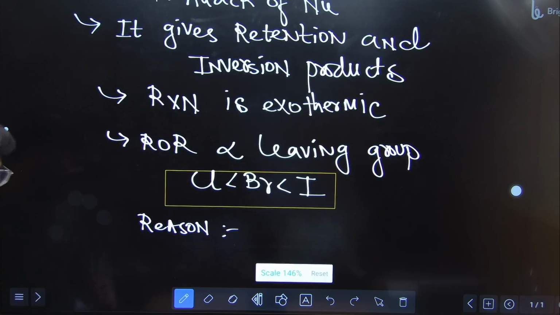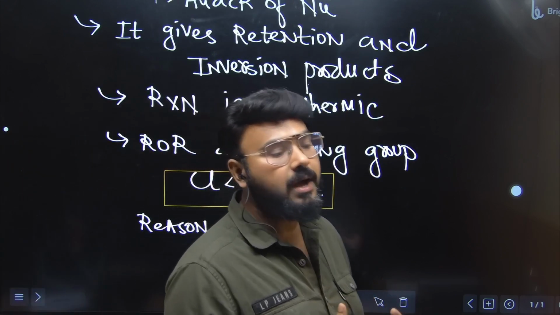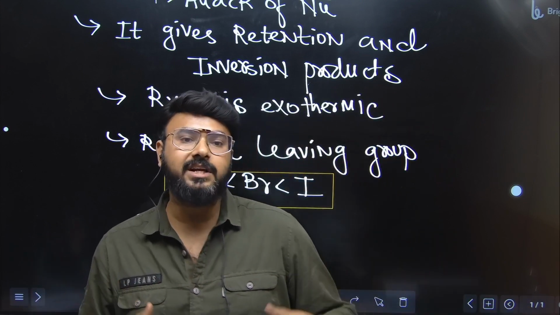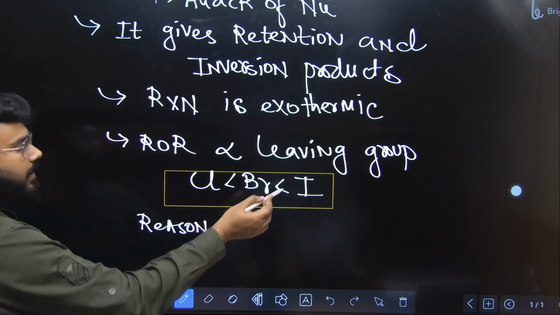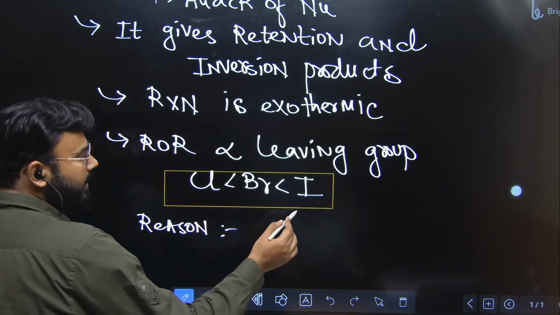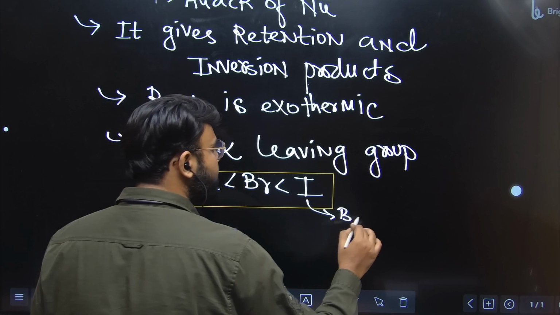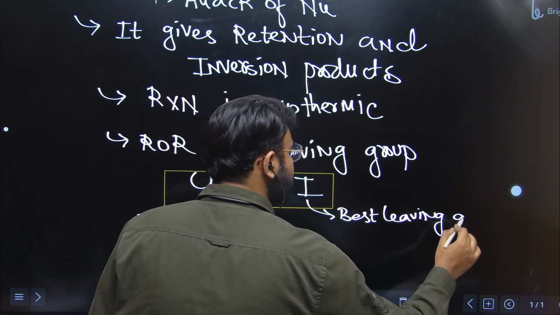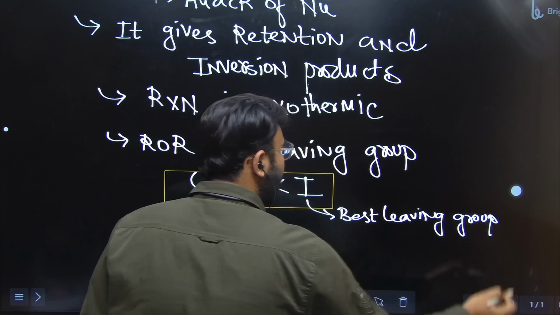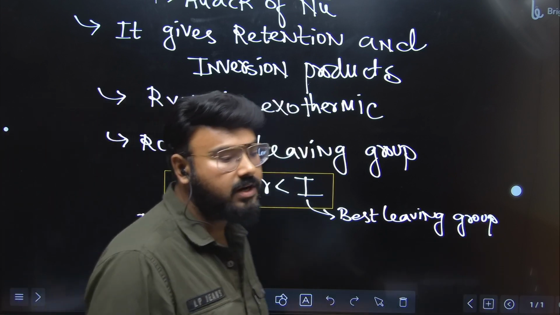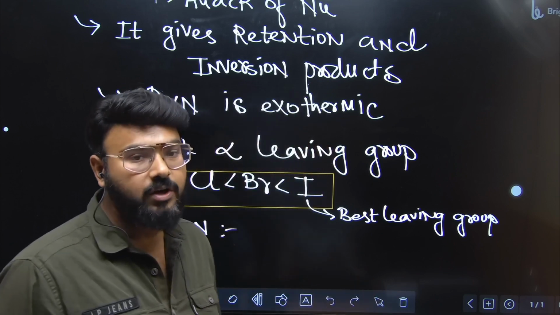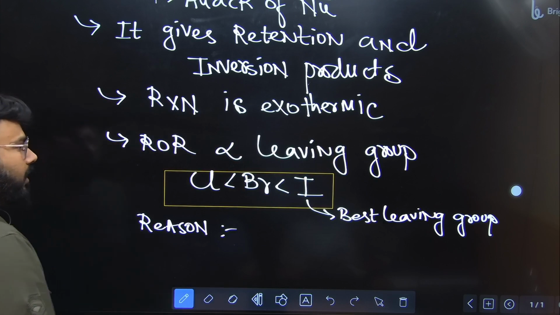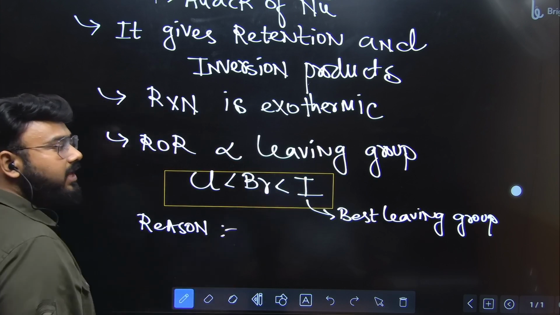Due to the large size of iodine, it has a longer bond, and long bonds are easy to break. That is why iodine leaves early. So, iodine is the best leaving group. Sir, can you explain the retention and inversion point? You will soon understand retention and inversion in the mechanism, and the polar protic nature also you will understand very soon. First write down the points, okay?